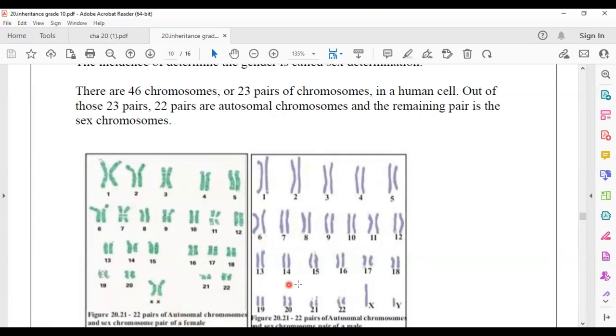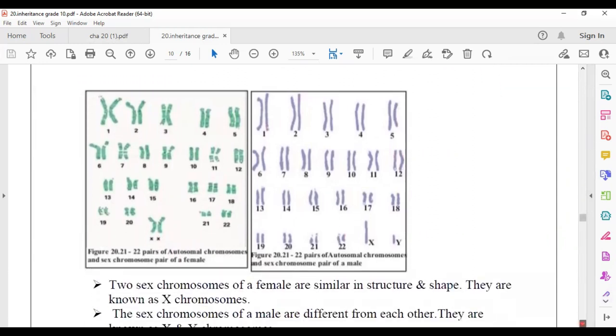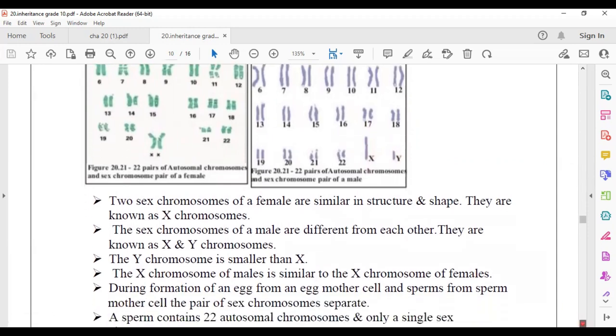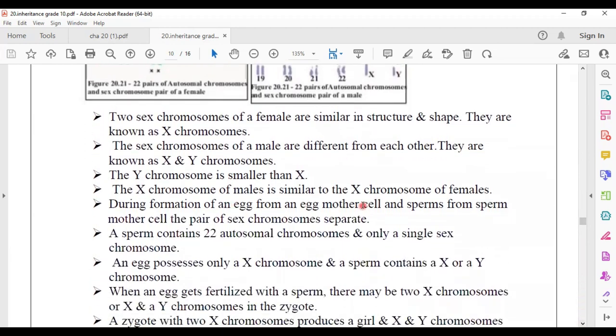This is for a female, and this chromosome collection is for a male. Two sex chromosomes of a female are similar in structure and shape. They are known as X chromosomes. Like in this, female has XX chromosomes, two X chromosomes. Then the sex chromosomes of a male are different from each other. Like here, one is X, the large one is X, the small, short one is Y. Y chromosome is smaller than X. The X chromosome of a male is similar to the X chromosome of female. Both are the same.